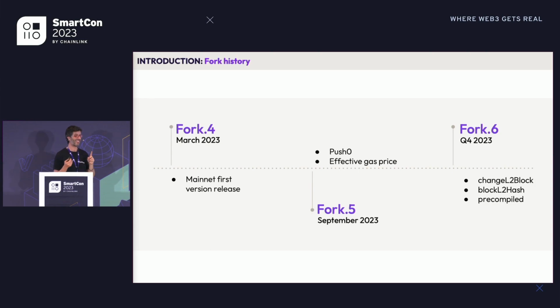Then last month, we introduced the fork 5, and probably in Q4 2023, we will introduce the Fork.6. And now I'm going to explain the 2 features of the fork 5 and the 3 ones of the Fork.6.